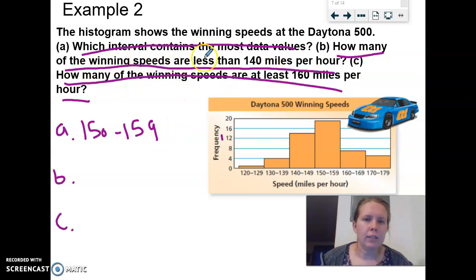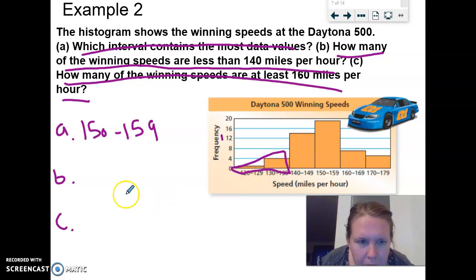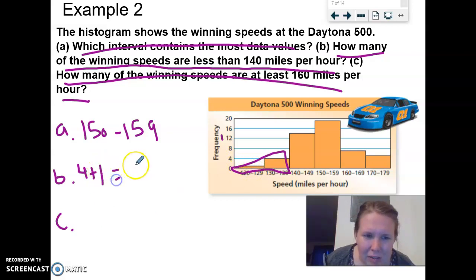How many of the winning speeds are less than 140 miles per hour? So I want things that are less than 140, anything that's smaller, which are going to be these two. So this part and this part. I would say this one's at 4, that range right here. And this one, it's not halfway, so I wouldn't say 2, so maybe 1. So my guess would be 5. 5 of them made it at a winning speed of less than 140 miles per hour.